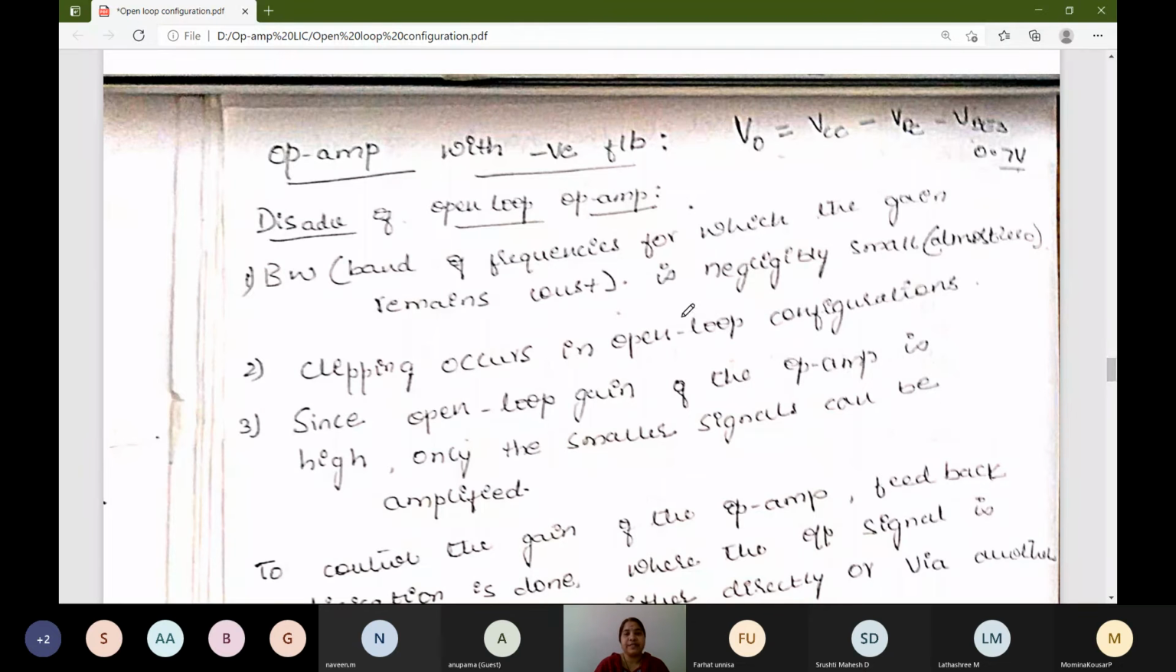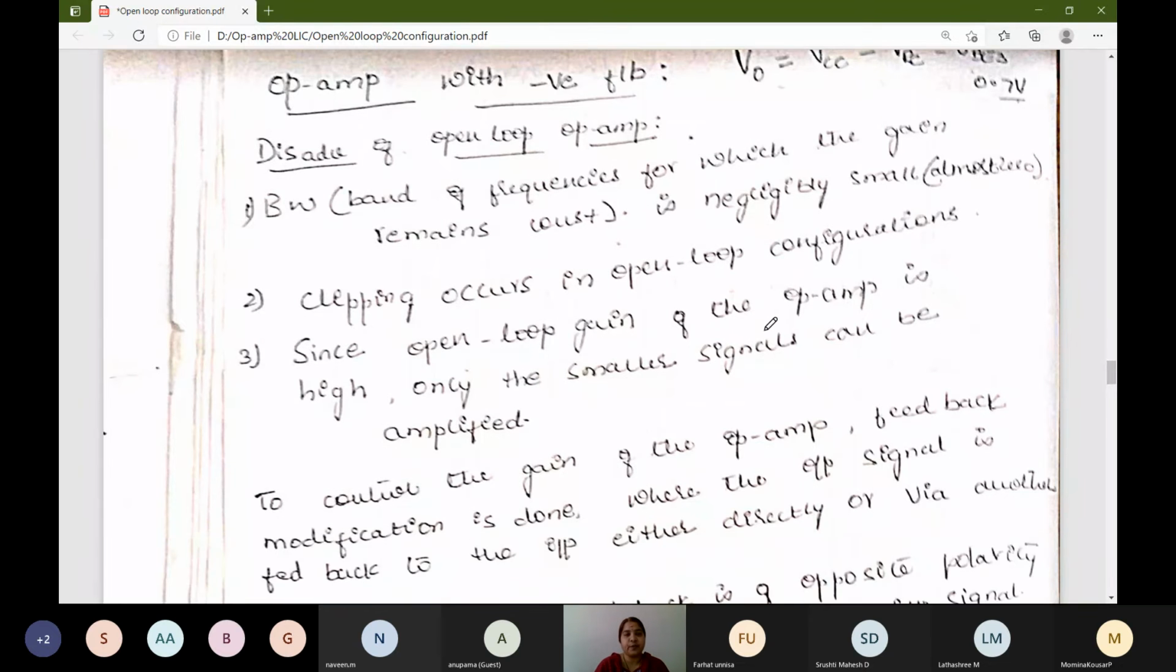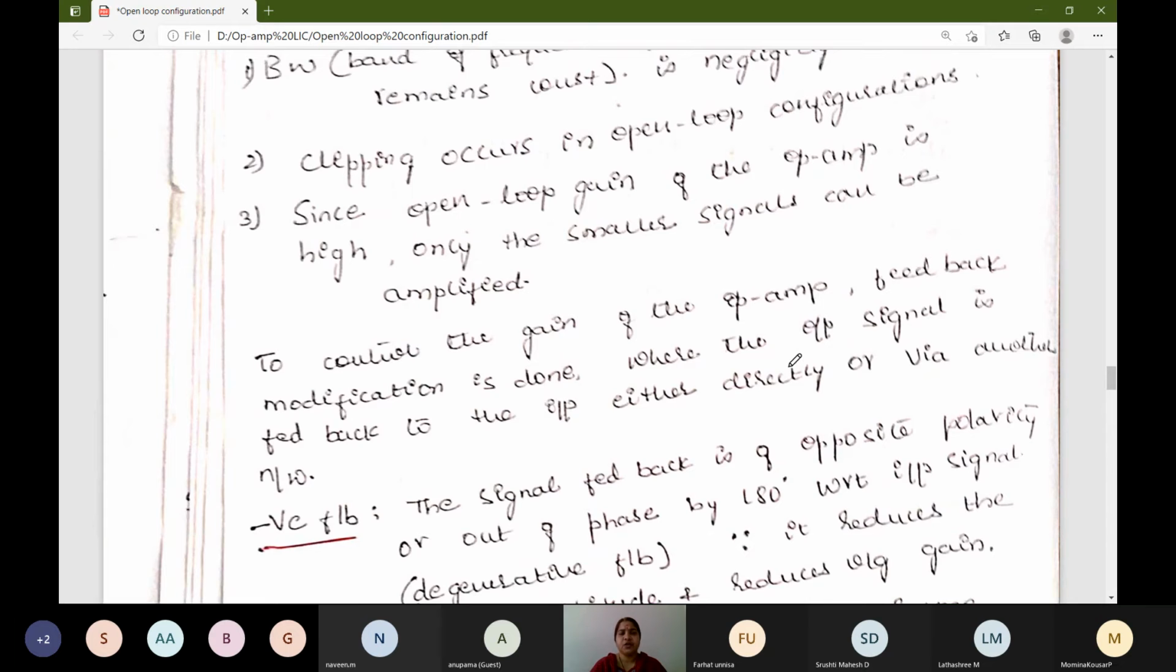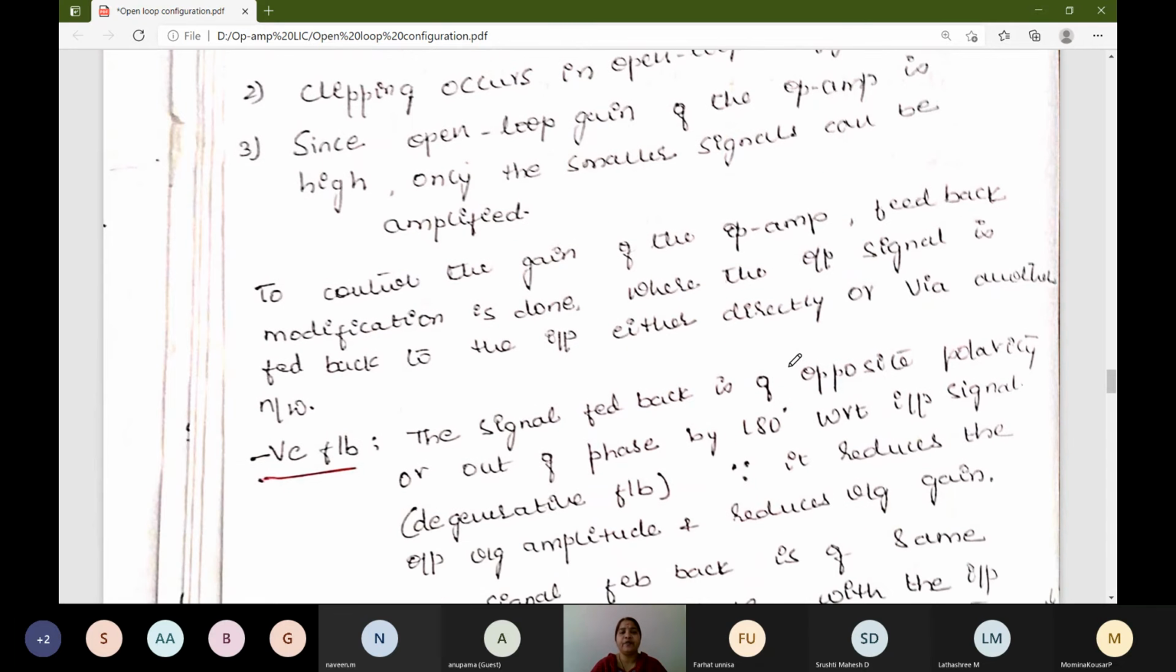Okay, so first we'll see what the disadvantages of open loop are. Disadvantages: the band of frequencies for which the gain remains constant is negligibly small. Okay, the gain cannot be constant, the gain is very, very high. Second, there will be clipping of the output. Clipping occurs in the open loop configuration. Next, the open loop gain of the op-amp is high. Only smaller signals can be amplified. This gain is very high. So to control the gain of the op-amp, feedback modification is done.